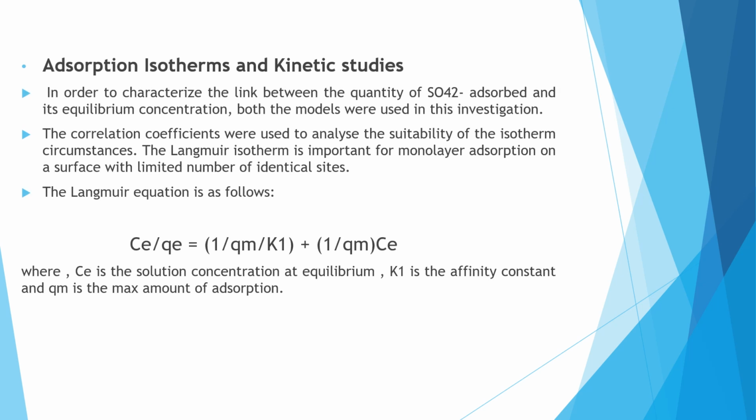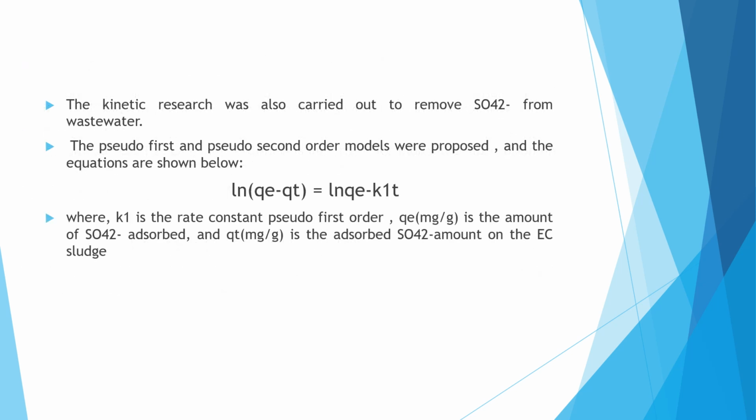The second method to be used is the adsorption isotherms and kinetic studies. In order to characterize the link between the quantity of sulfate ions adsorbed and its equilibrium concentration, both the methods were used in this investigation. For this method, the equation used is called the Langmuir equation. The kinetic research was also included to remove sulfate ions from wastewater. The pseudo first and second order models were proposed and both the equations are shown below.